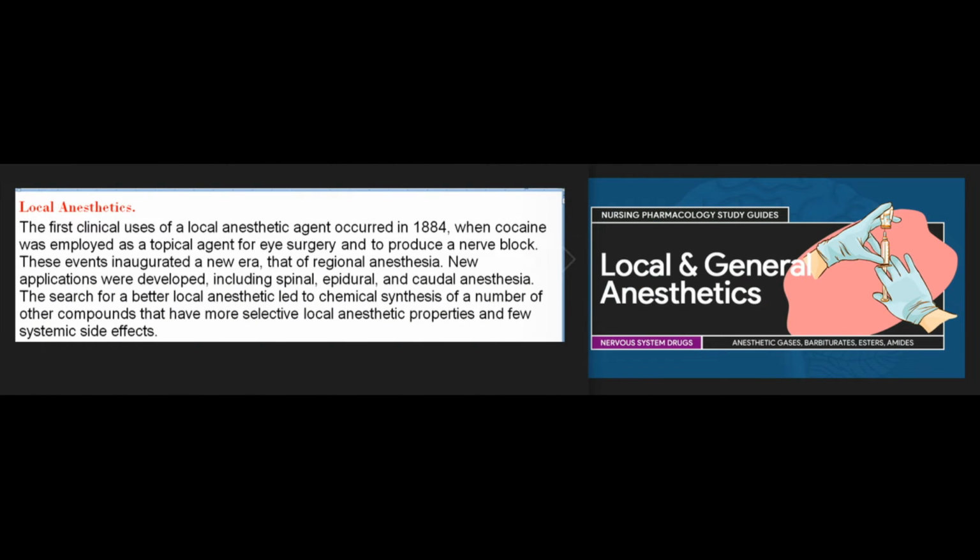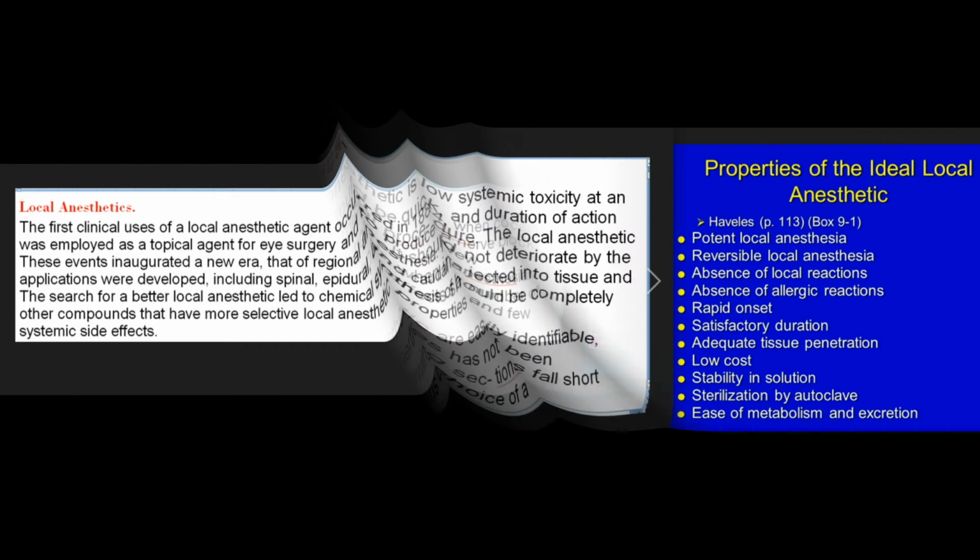Local anesthetics. The first clinical uses of a local anesthetic agent occurred in 1884, when cocaine was employed as a topical agent for eye surgery and to produce a nerve block. These events inaugurated a new era, that of regional anesthesia. New applications were developed, including spinal, epidural, and caudal anesthesia. The search for a better local anesthetic led to chemical synthesis of a number of other compounds that have more selective local anesthetic properties and few systemic side effects.